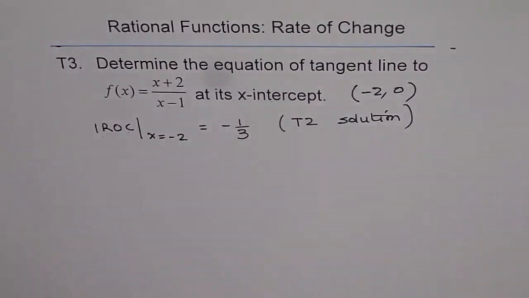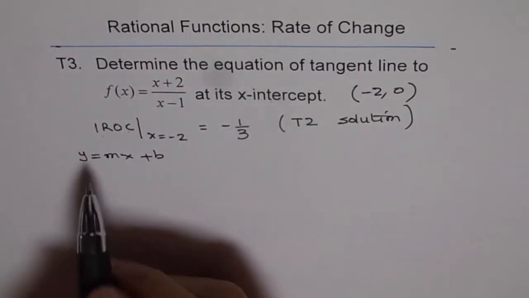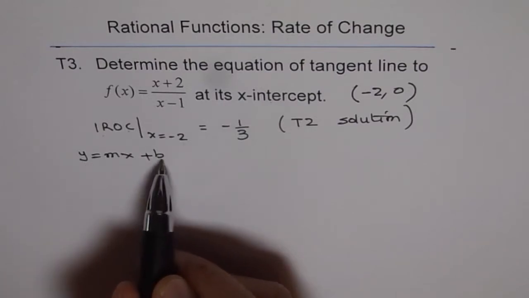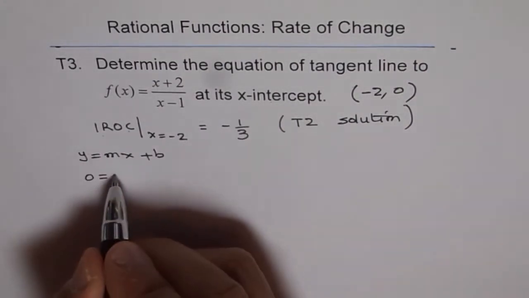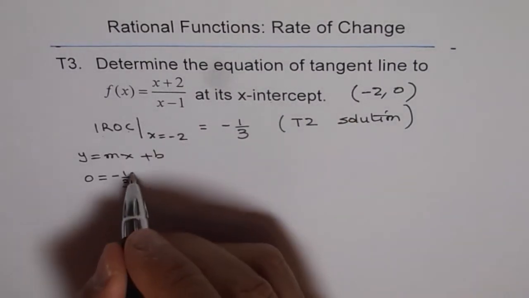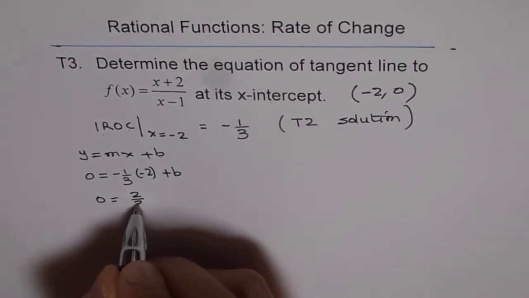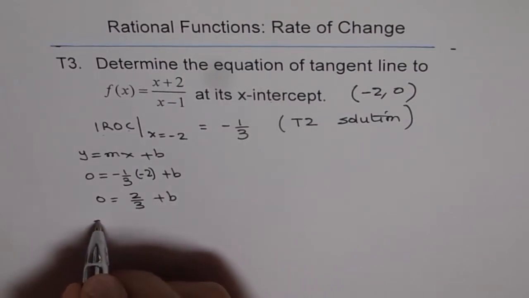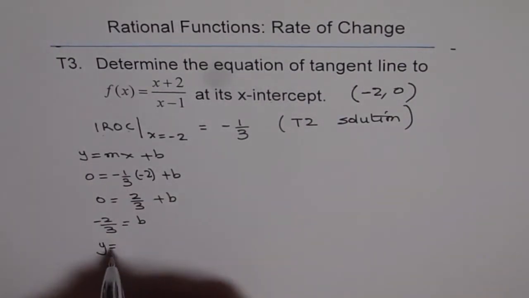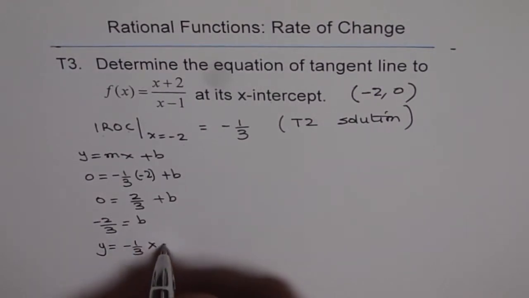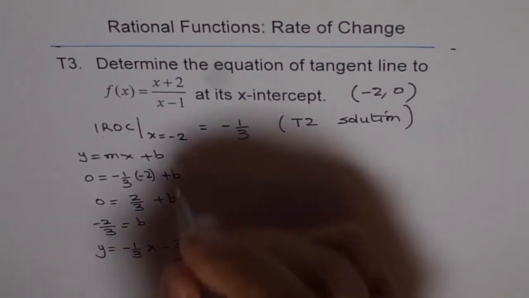So let's try to find the equation of the tangent in y equals mx plus b form first. Here we know the slope, we know y, we know x, we need to find b. So y is 0 for us. So it says 0 equals slope minus 1 over 3, times x value minus 2, plus b, right? So that gives us 0 equals 2 over 3 plus b, or we can take it on this side, minus 2 over 3 is equal to b. And therefore, the equation of our line is y equals minus 1 over 3x minus 2 over 3. So that is the equation of our line in slope-intercept form, right?